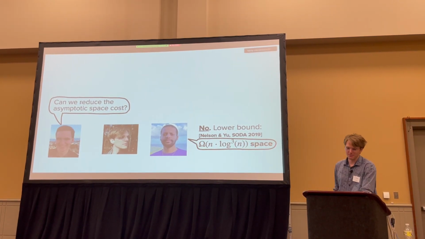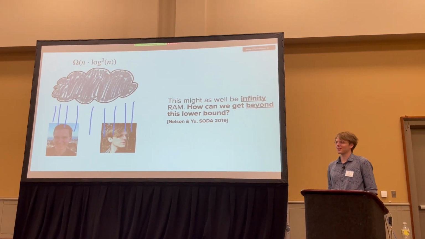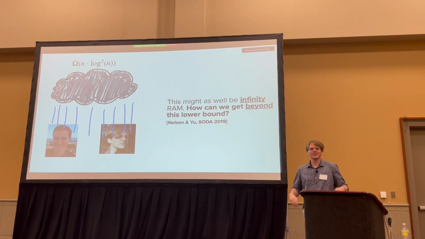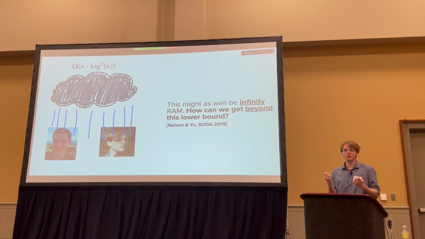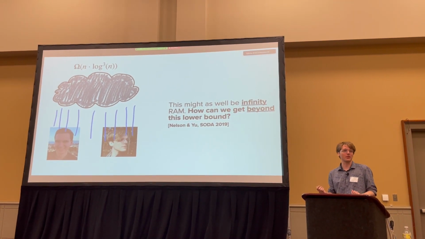So at this point, we were feeling pretty dejected. This lower bound was a dark cloud over our heads. And as far as we were concerned, the RAM requirement for this algorithm might as well have been infinite RAM. So our question was, how can we get around this lower bound to produce something useful?